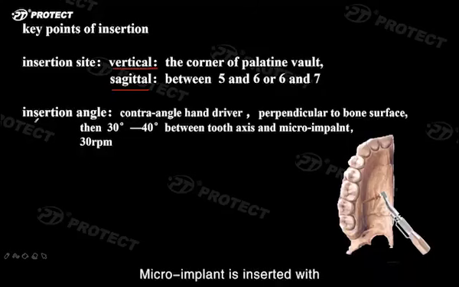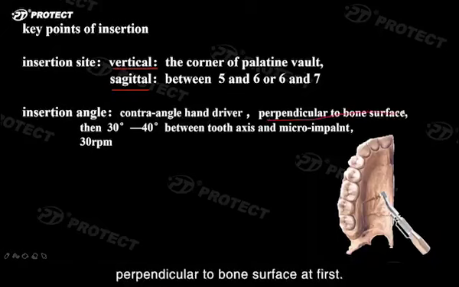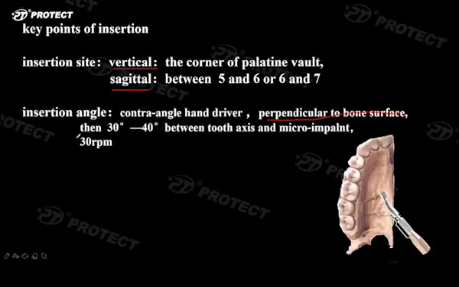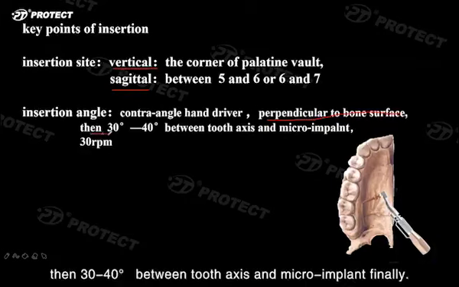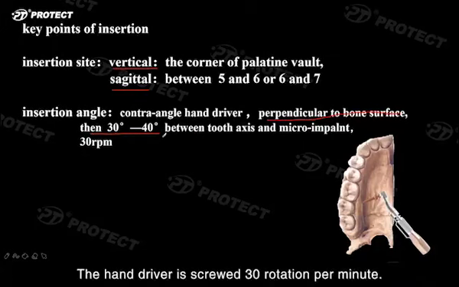The micro-implant is inserted with a control angle hand driver. Perpendicular to the bone surface at first. When the cortical bone is penetrated, the insertion angle is changed. Then finally 30 to 40 degrees between the root axis and the micro-implant. The hand driver is screwed at 30 rotations per minute.